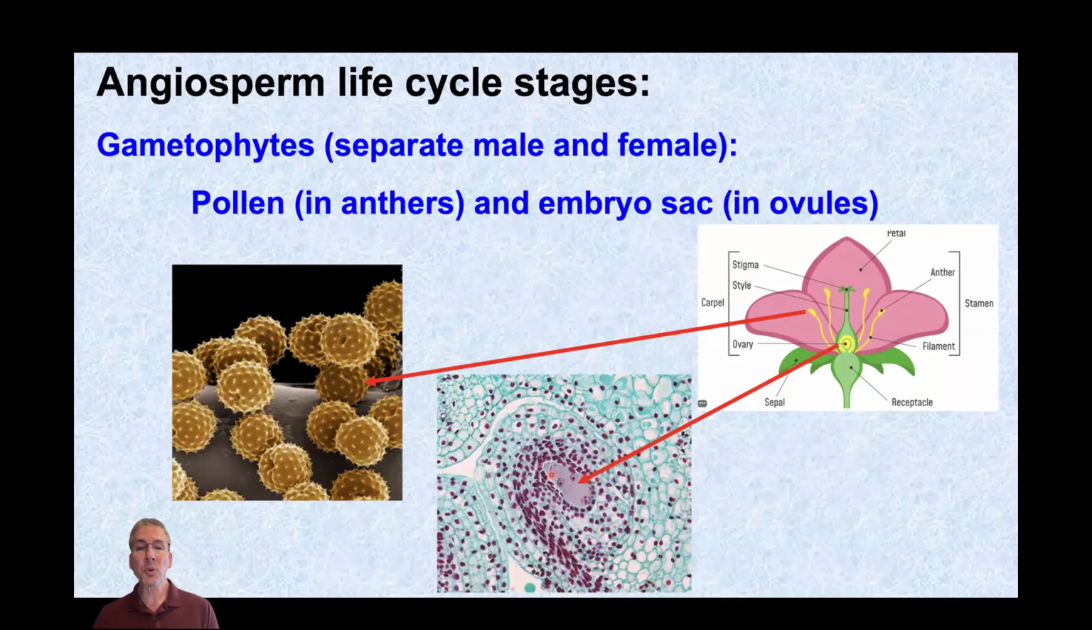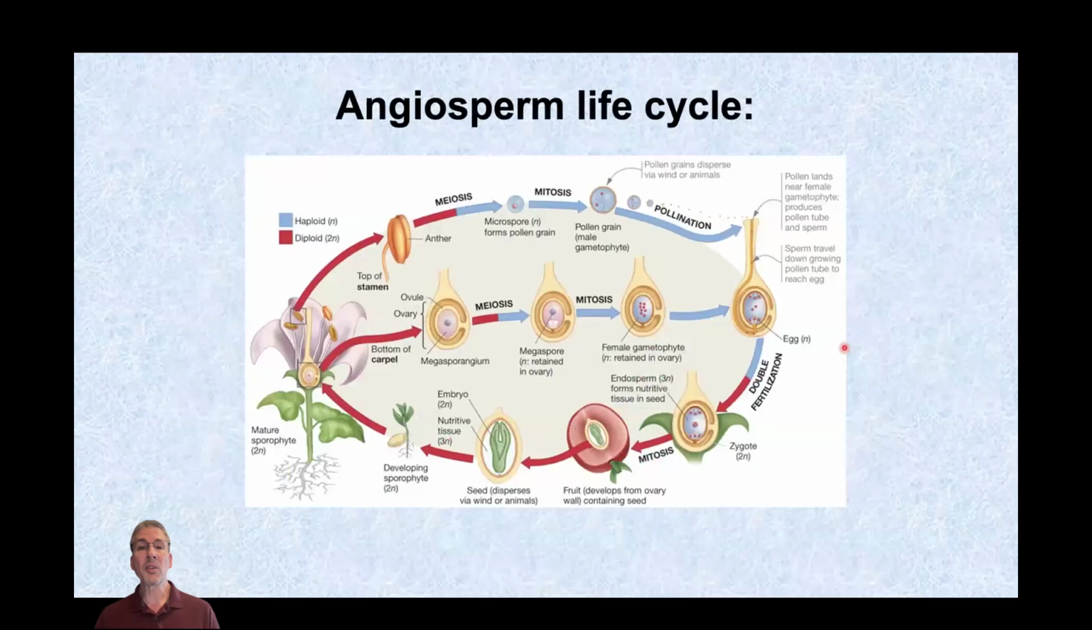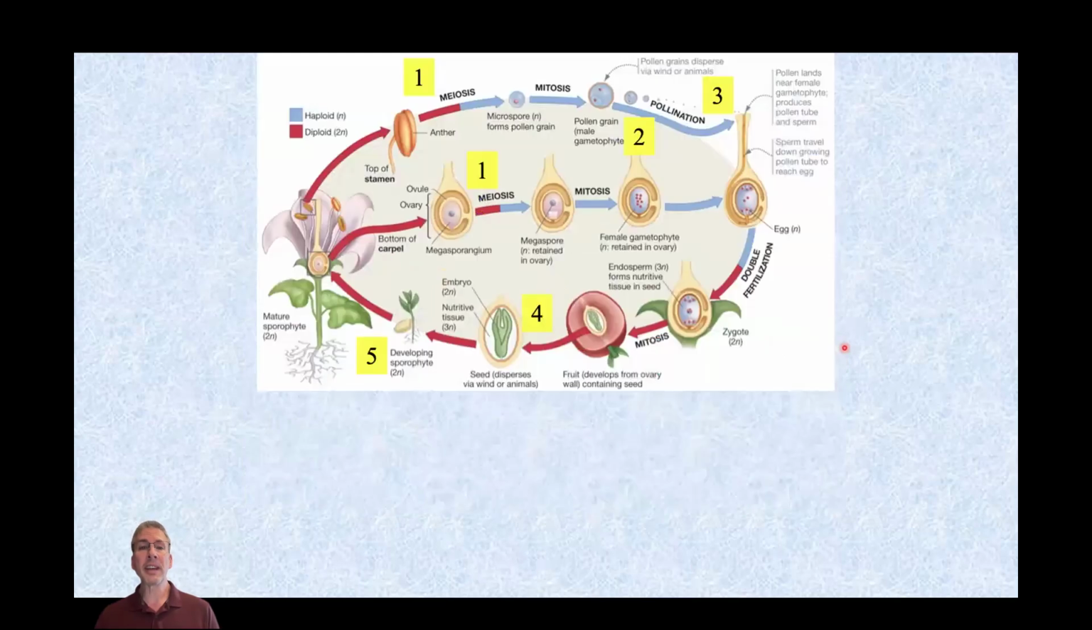So embryo sacs or female gametophytes are these tiny microscopic structures that will eventually produce eggs. That's why we say they're female. But again, they develop within these ovules. So separate male and female gametophytes in flowering plants. Again, they're microscopic, tiny little structures. So let's take a brief look at the key events that occur during the flowering plant life cycle.